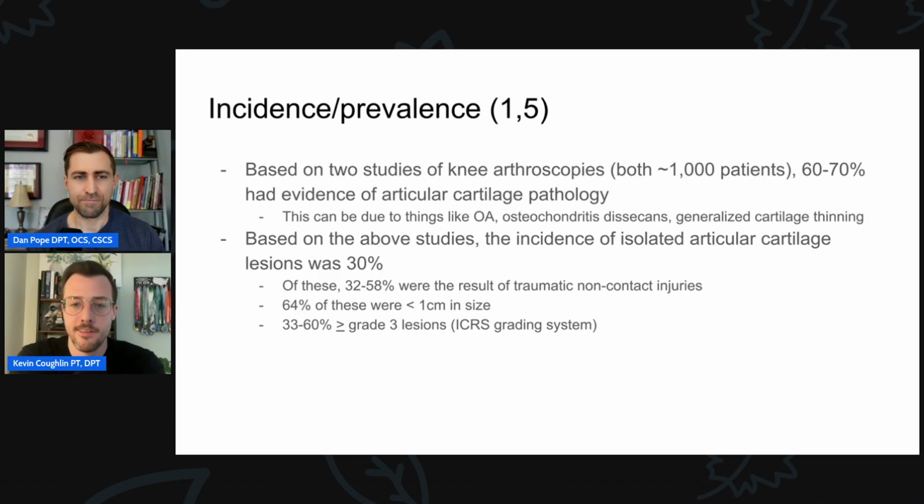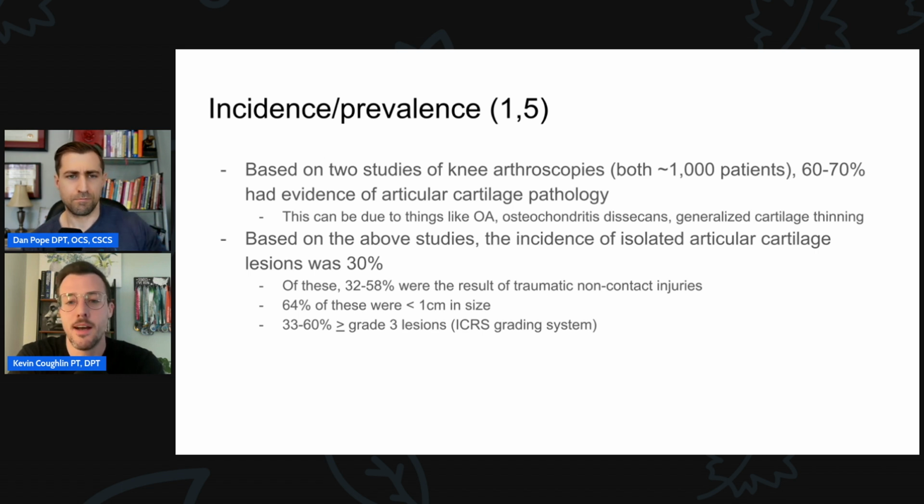Okay, and then getting into incidence and prevalence. So these were based on 2 studies with kind of the gold standard way to diagnose. We will talk about this, is through arthroscopy. So if they can go in and look at the knee joint and just see what's going on, it's even better than MRI. MRI is really good. X-ray is not so good at catching these things.